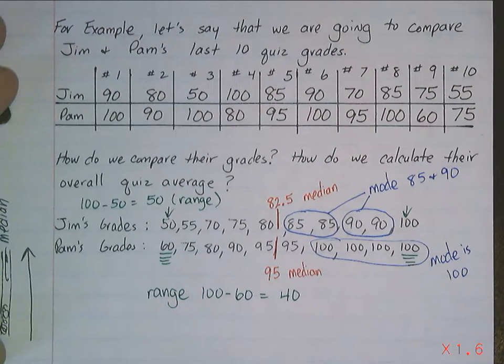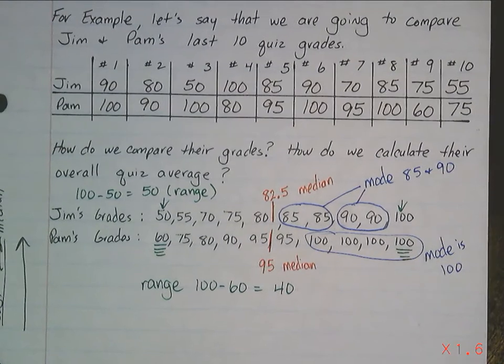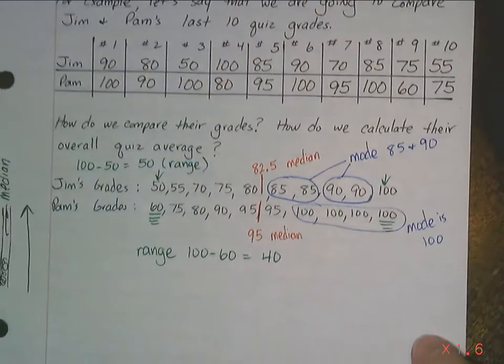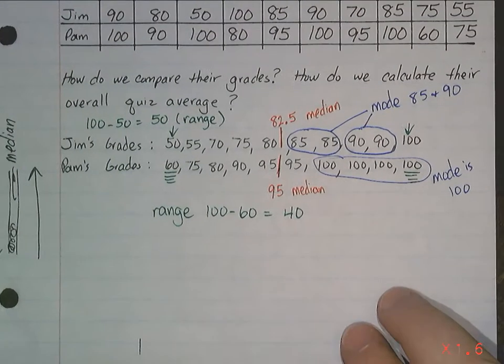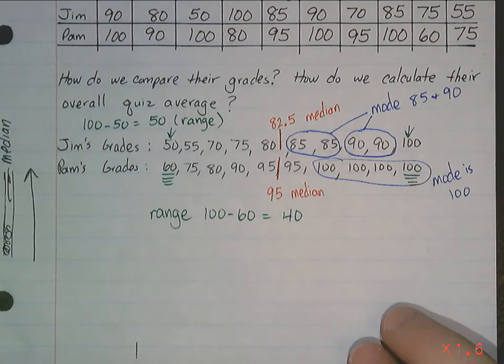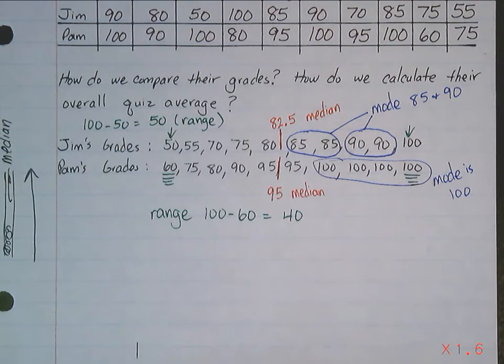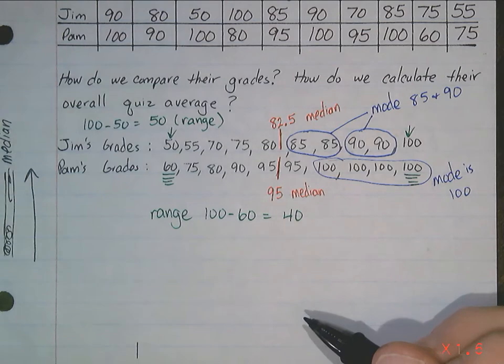Let's talk about the mean. Now the mean, again, it gets its name, in my opinion anyways, and I've heard this elsewhere, because it's mean to do all that work. There's a lot of work for the mean. And so what you do is basically you add them all up and you divide by 10 for Jim, and then do the same thing for Pam. So that's what we're going to do. We're going to add them up.